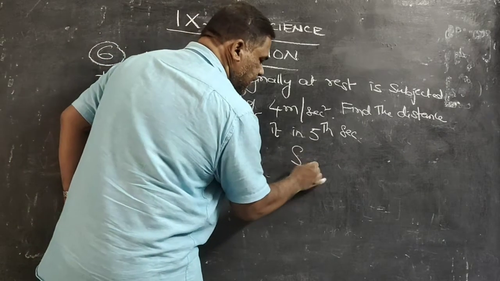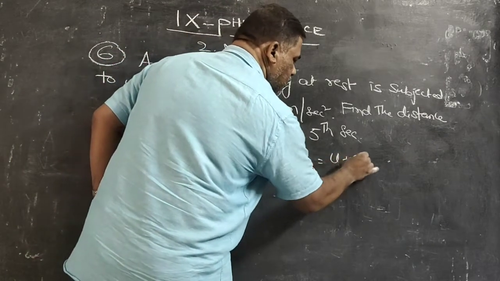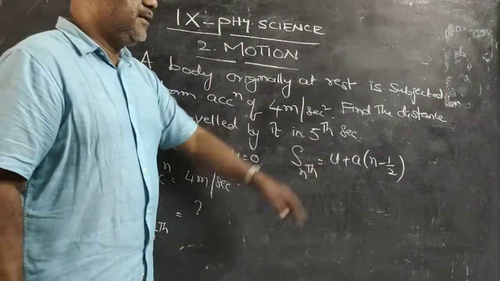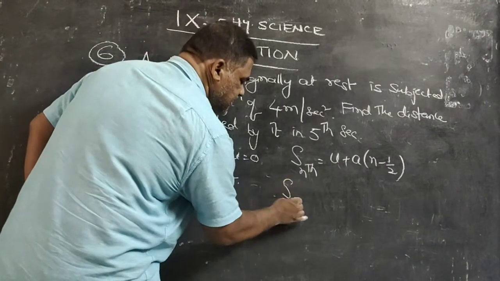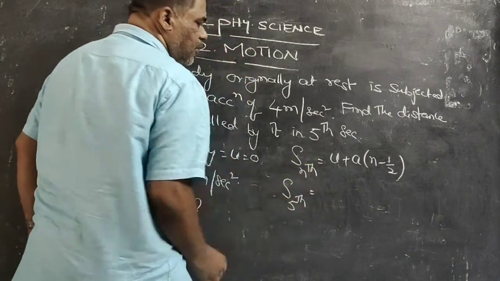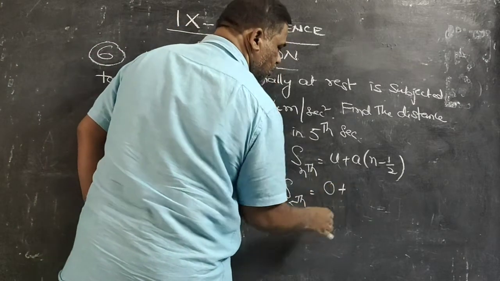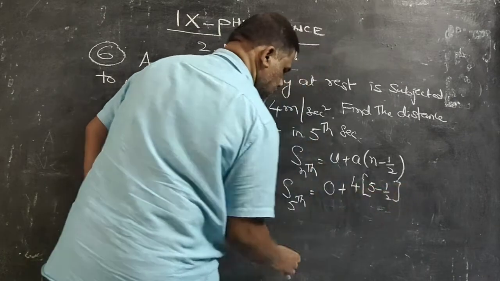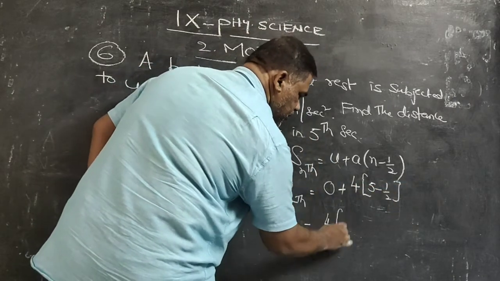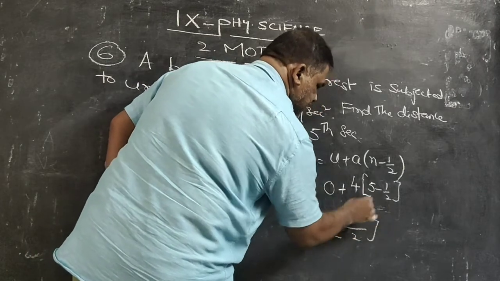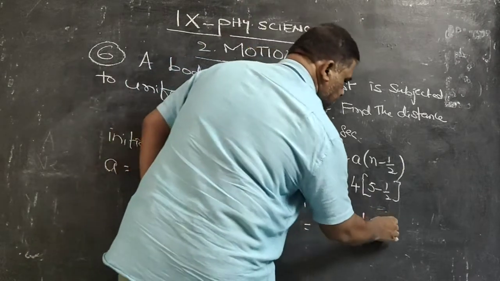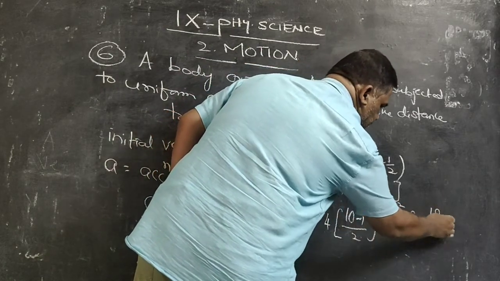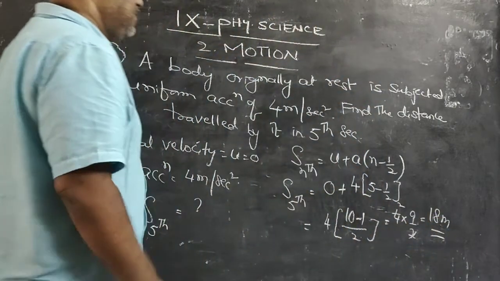Distance travelled in a particular second, Sn is equal to u plus a into n minus half. This is the formula to find out distance travelled in a particular second. If you want distance travelled in fifth second, so n value 5 you have to substitute. Initial velocity is 0, acceleration is 4, n value is 5. So that is 4 into, here LCM is 2, 2 5s are 10 minus 1, that is 4 into 9 by 2. So answer is 18 meters. This is the distance travelled in fifth second.